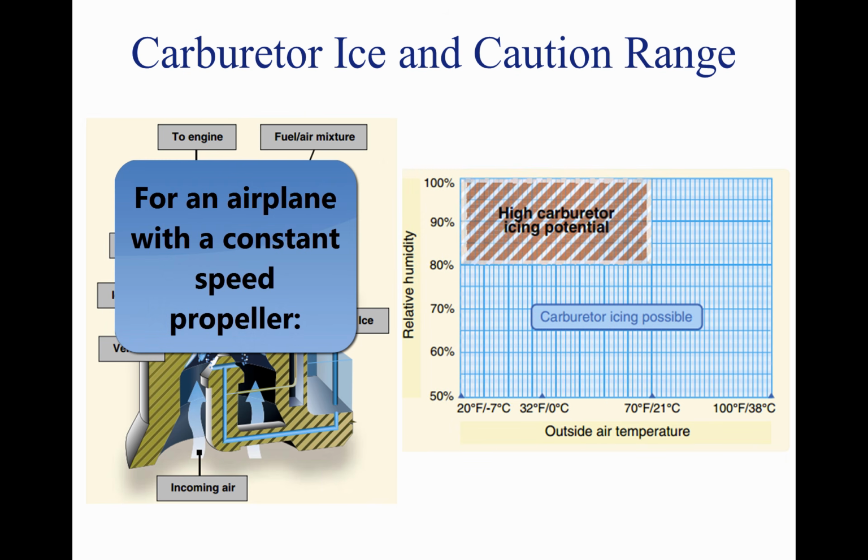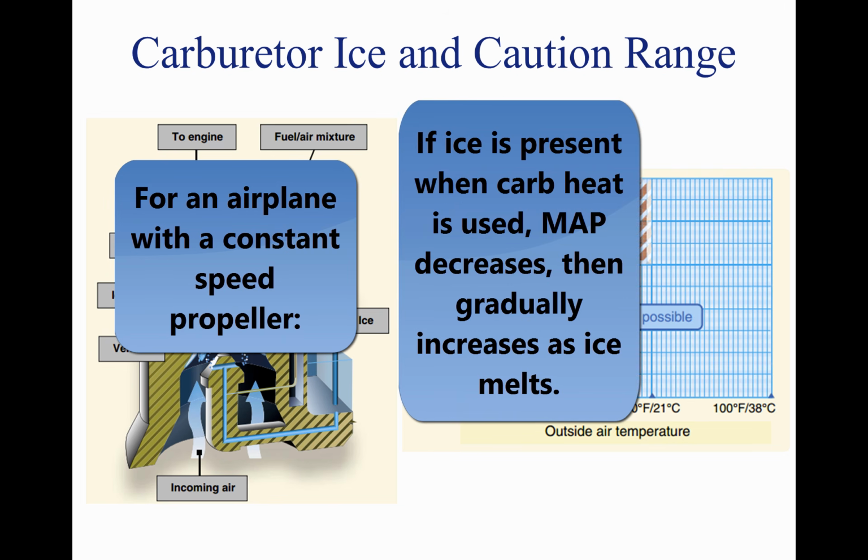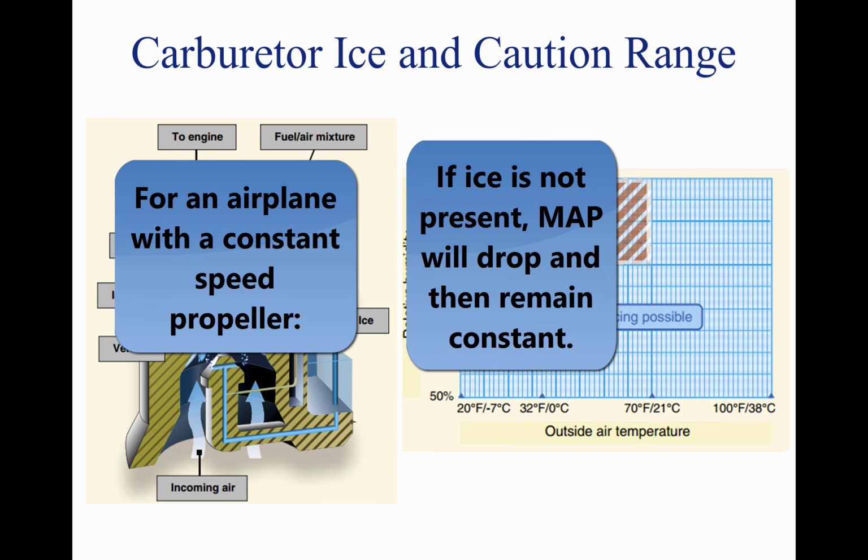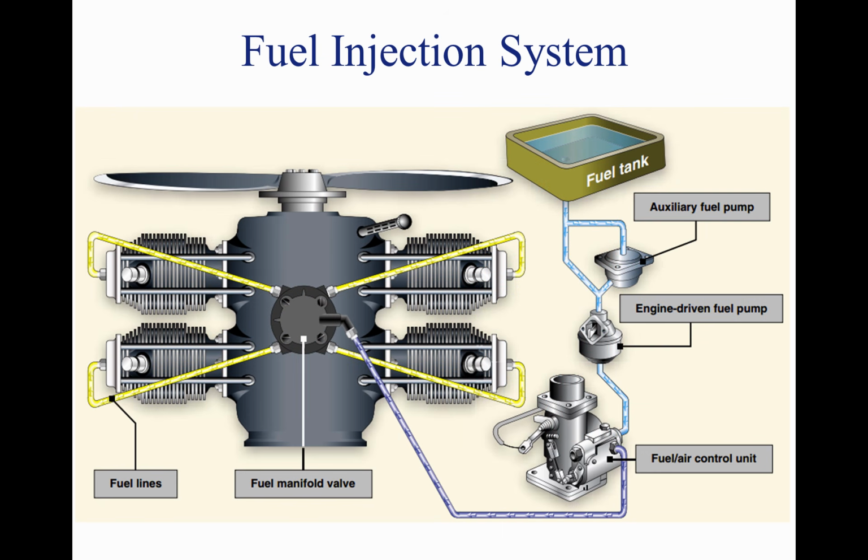When carburetor heat is used on an aircraft with a constant speed propeller and ice is present, a decrease in the manifold pressure will be noticed, followed by a gradual increase. If carburetor icing is not present, the gradual increase in manifold pressure will not be apparent until the carburetor heat is turned off. In a fuel injection system, the fuel is injected directly into the cylinders or just ahead of the intake valve. The air intake for the fuel injection system is similar to that used in a carburetor system, with an alternate air source located within the engine cowling.